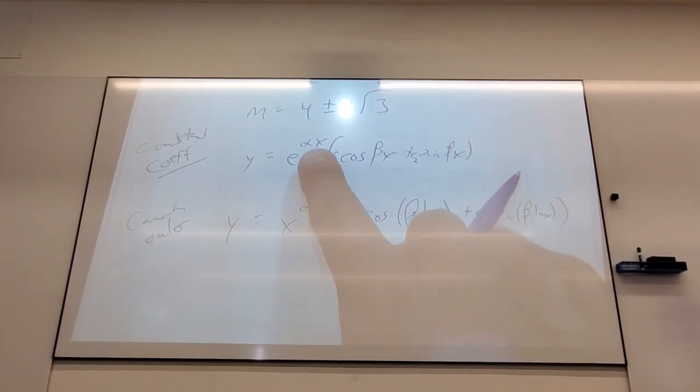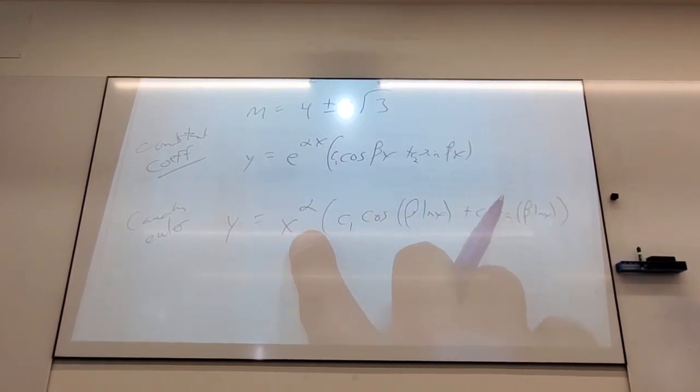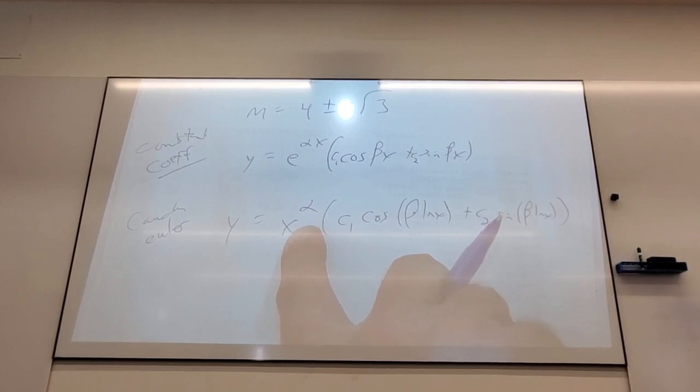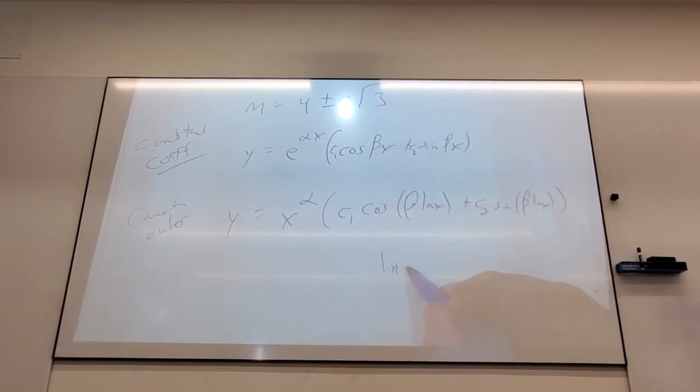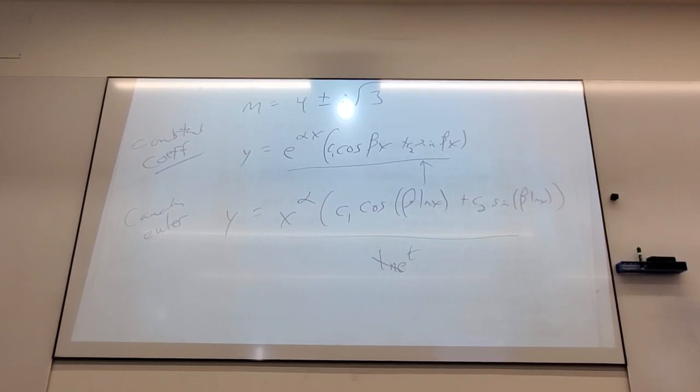Do you see how if I let x equal e to the t, these kind of become related? What's the natural log of e to the t? T. So if I let x equal e to the t, doesn't the form of this become this? Do you guys see that?